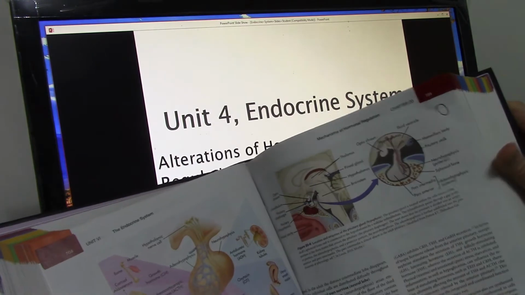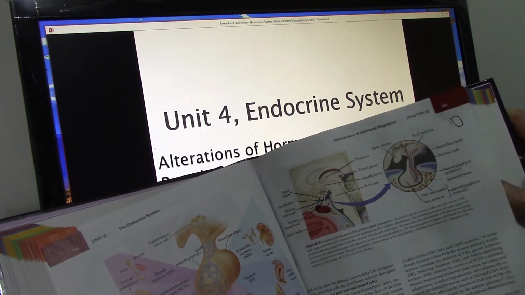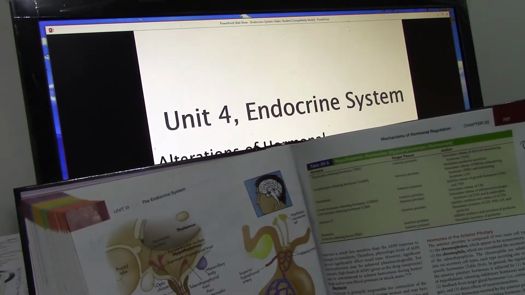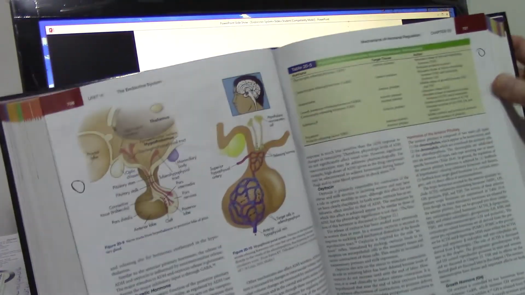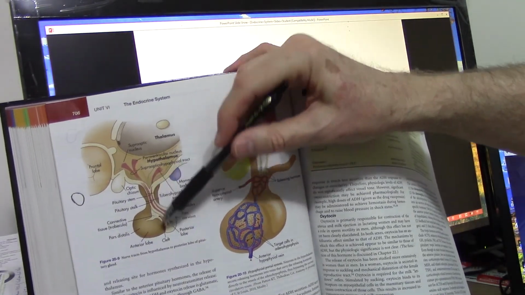Well, I have another few charts to show you this, and by the time you're finished, you'll probably have seen more of these charts than you want to see. Very, very useful drawing right here, again, illustrating the relationship of the hypothalamus to the pituitary.